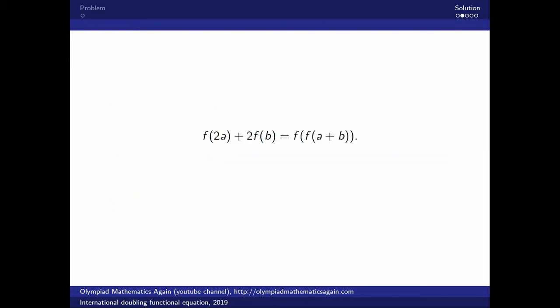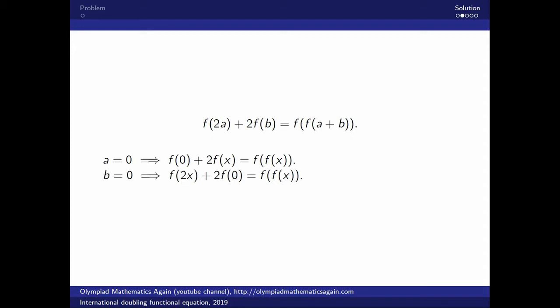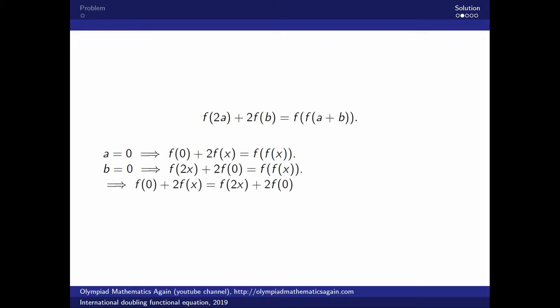Okay, so the solution. This is the original equation, and first we put a equal to 0. So then we get this. If we put b equal to 0, then we get this. Notice that in these two equalities, the right hand sides are the same. Therefore we conclude that the left hand sides must also be equal to each other. So we get this, and this can be simplified to this, and here we basically expressed f(2x) in terms of f(x).